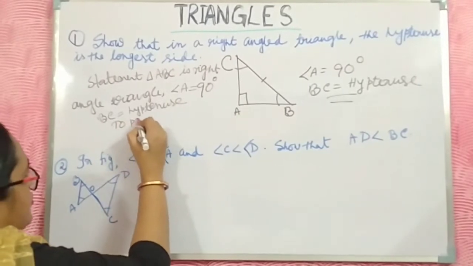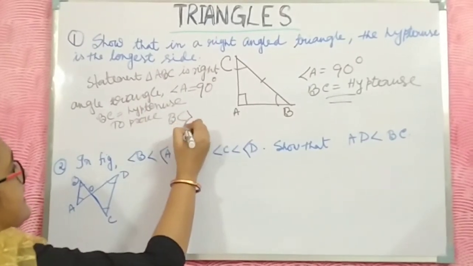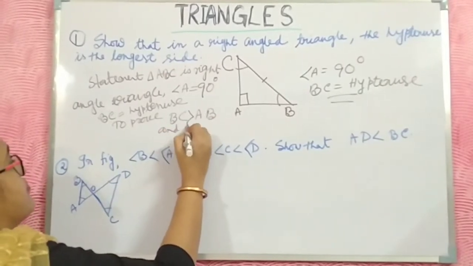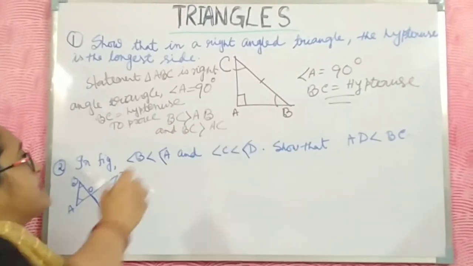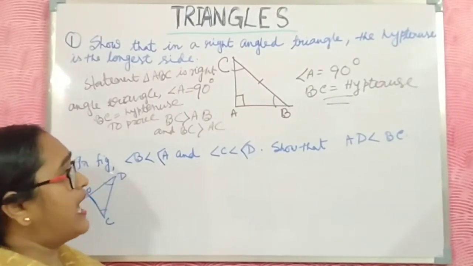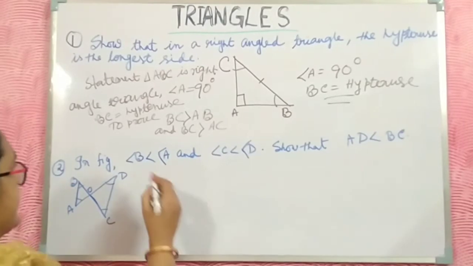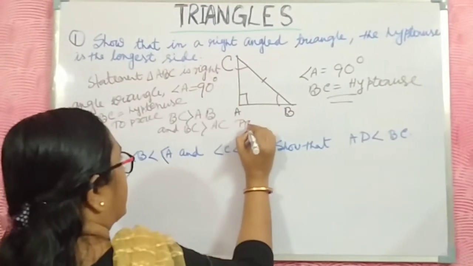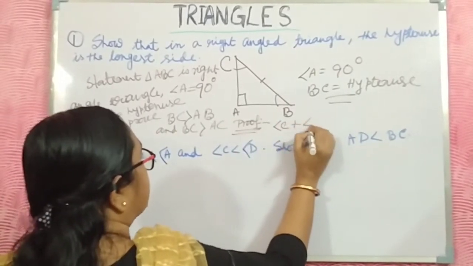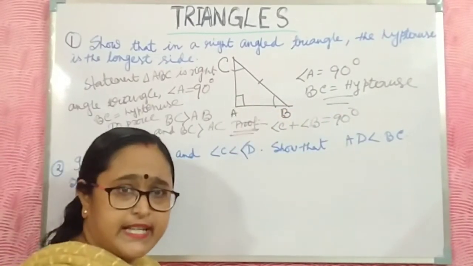And to prove is that BC is greater than AB and BC is also greater than AC. That means the hypotenuse is the greatest side of the triangle. Now, all of you know the addition of three angles is 180 degrees. That's why I start from here. Angle C plus angle B must be 90 degrees because angle A is 90 degrees.